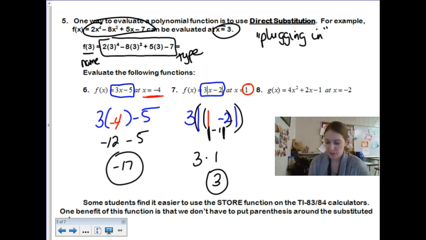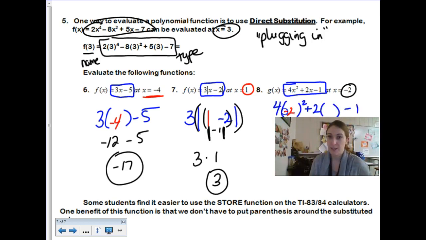All right, and then our friend the quadratic. Some of us learned this lesson the hard way. When you're plugging in a value, especially into a polynomial with exponents, like we have here, this negative 2 is going to mess up your problem if you don't use parentheses. So 4 times x squared plus 2 times x minus 1.